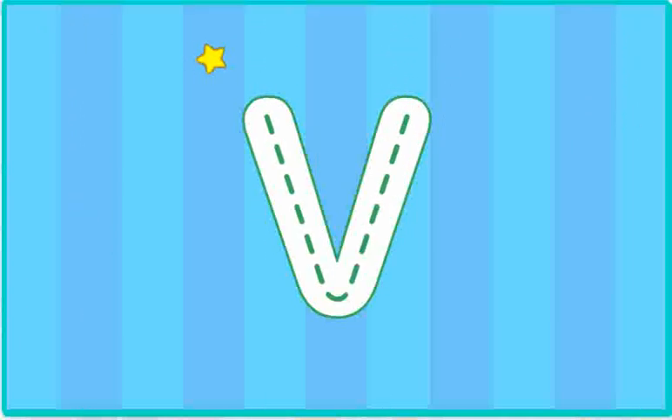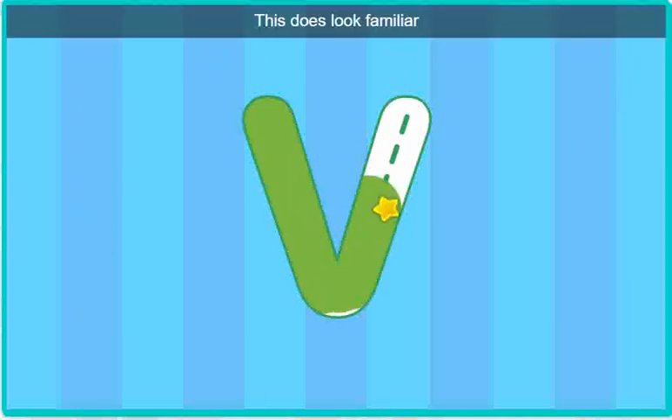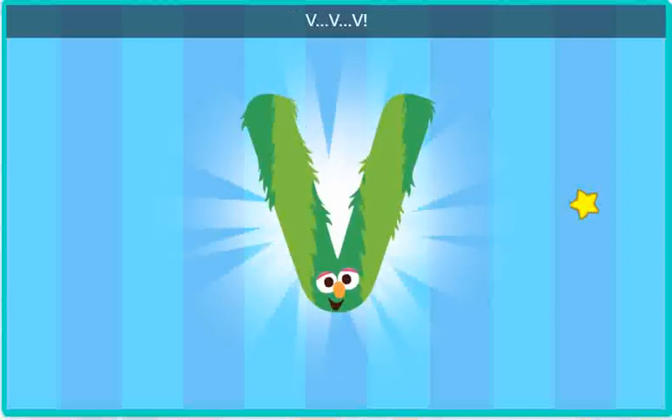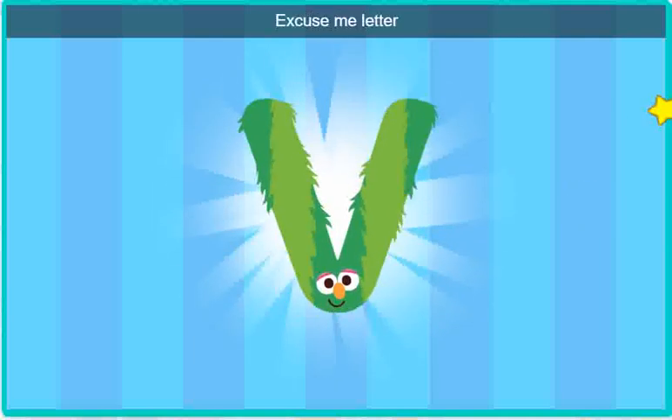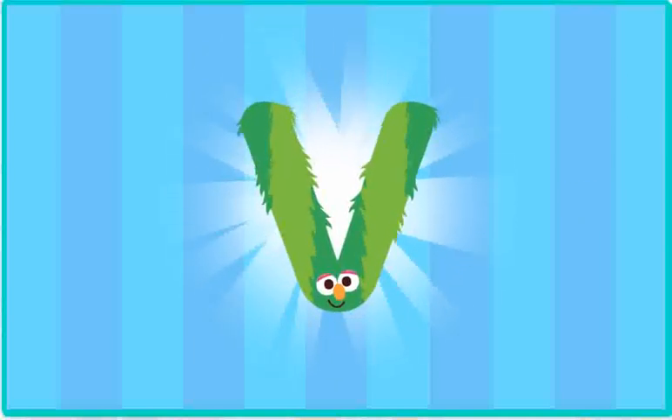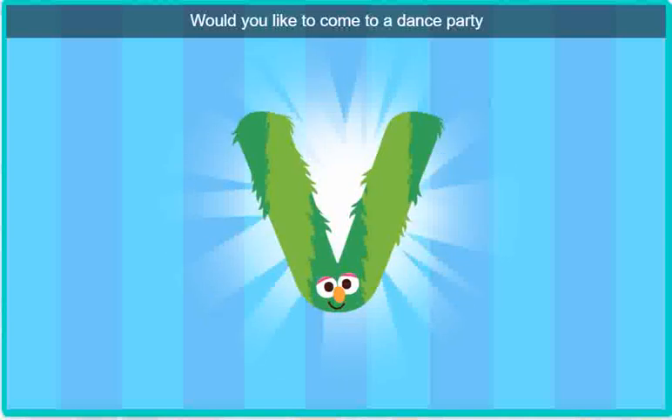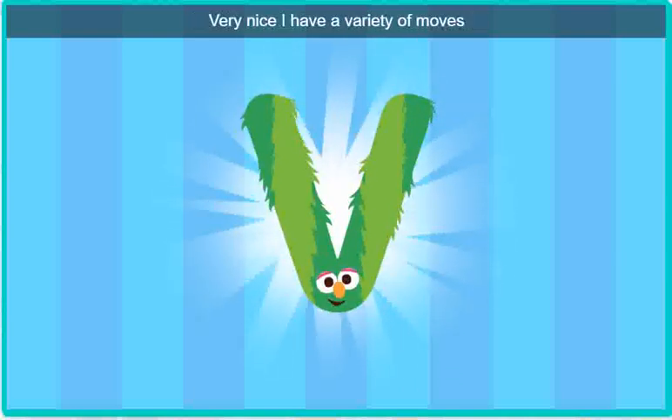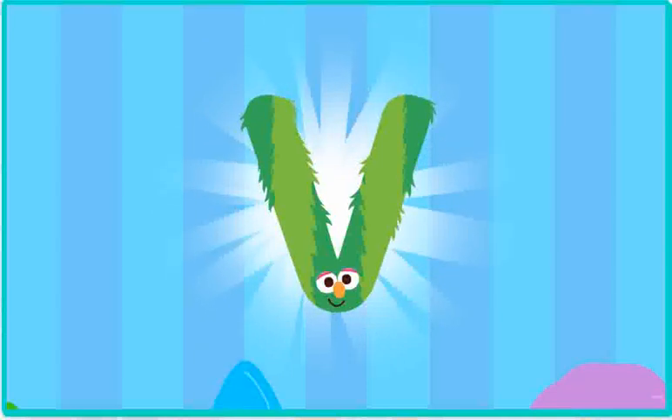Trace the letter. This does look familiar. Hey, look, Bird. It's the letter V. Excuse me, letter V. Would you like to come to a dance party? Very nice. I have a variety of moves.